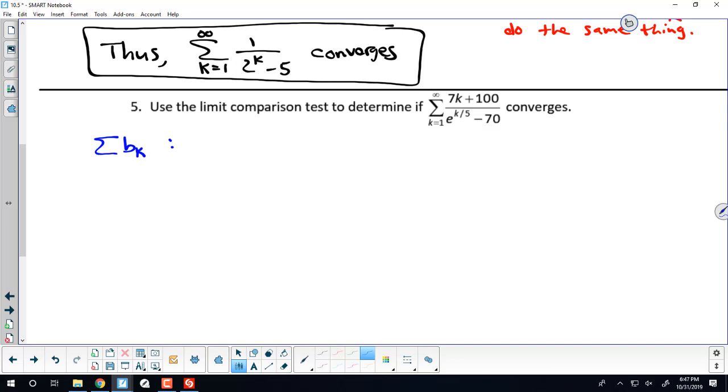So the series we choose, we really don't care if it's larger or smaller or the same as the series that's given. Yeah? Did you choose 7k over e to the k over 5? All right, that seems reasonable. Just leading term over leading term. Does that seem all right? So then really the only downside of choosing this, although it's really similar to the series that we're given, is determining whether 7k over e to the k over 5 converges or diverges. So that's really what we have to know now.